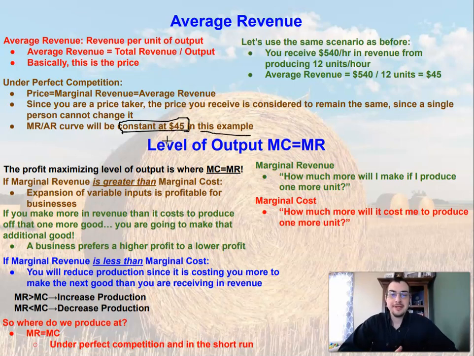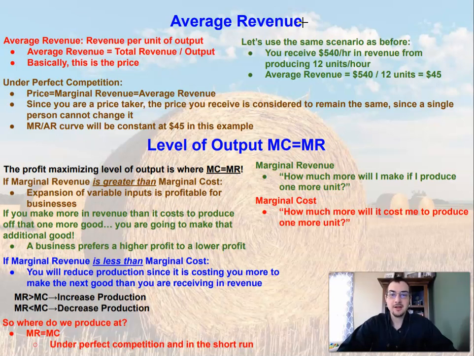Now that we've discussed marginal revenue and marginal cost, let's get into a little bit more of where the profit maximization point occurs. The profit maximization point will occur where marginal cost equals marginal revenue. If nothing else, ladies and gentlemen, drill that into your heads right now. Write it down on a sheet of paper.